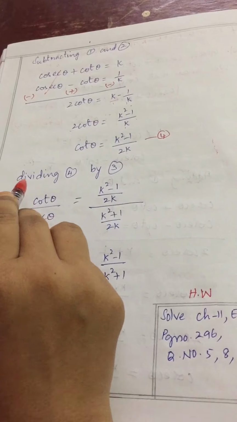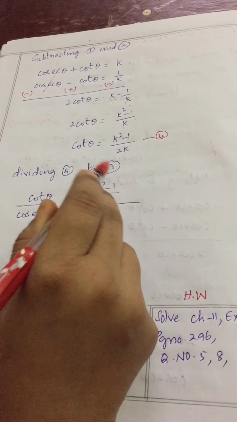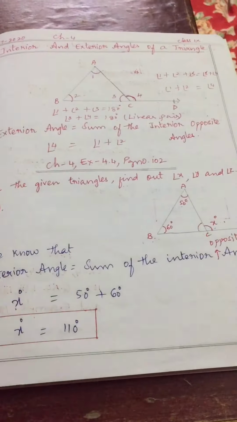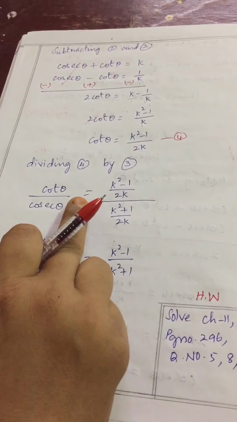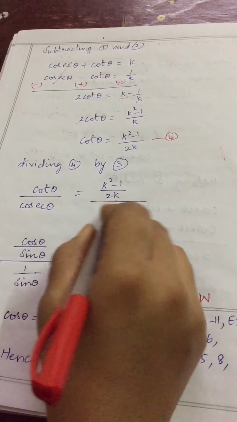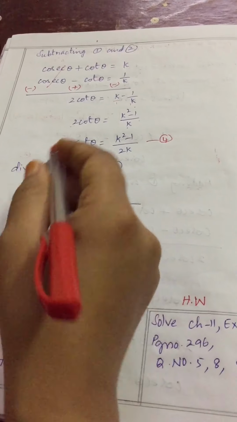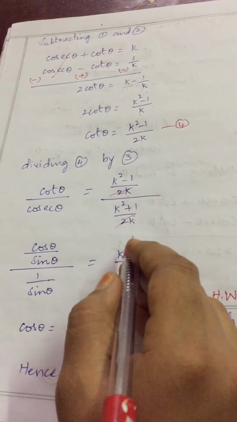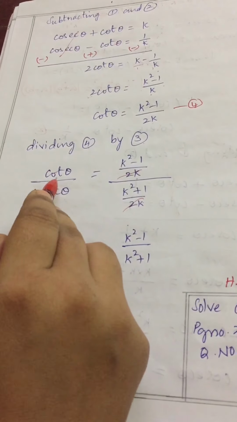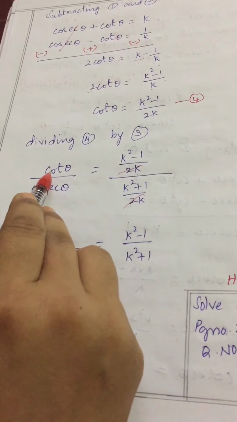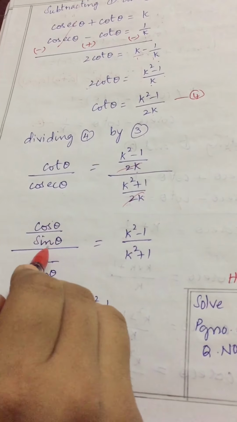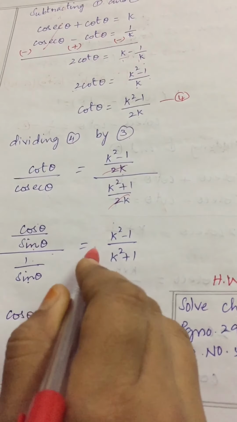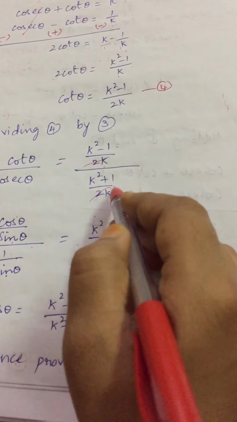Now we are dividing equation 4 by equation 3. Cot theta is equation 4, so cot theta whole divided by equation 3, which is cosecant theta. So cot theta by cosecant theta equal to (k square minus 1) by 2k whole divided by (k square plus 1) by 2k. Left hand side we are dividing and right hand side we are dividing. This 2k and 2k both are in denominator, we are getting cancelled. Cot theta we want in sin and cos, so we write cot theta is nothing but cos theta by sin theta, whole divided by cosecant theta, which is 1 by sin theta. Am I clear, children? That is equal to (k square minus 1) by (k square plus 1).